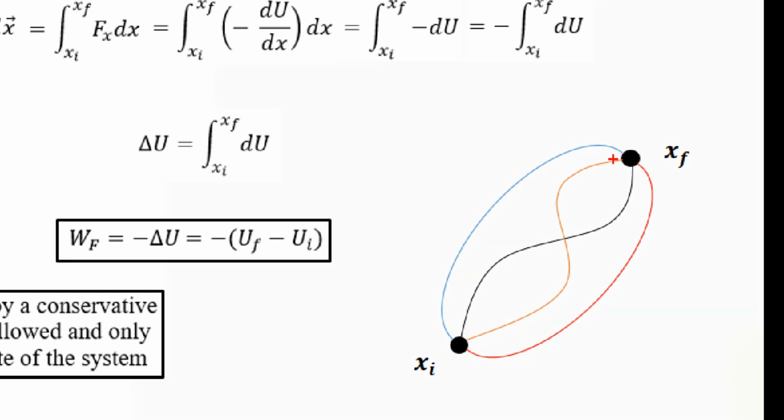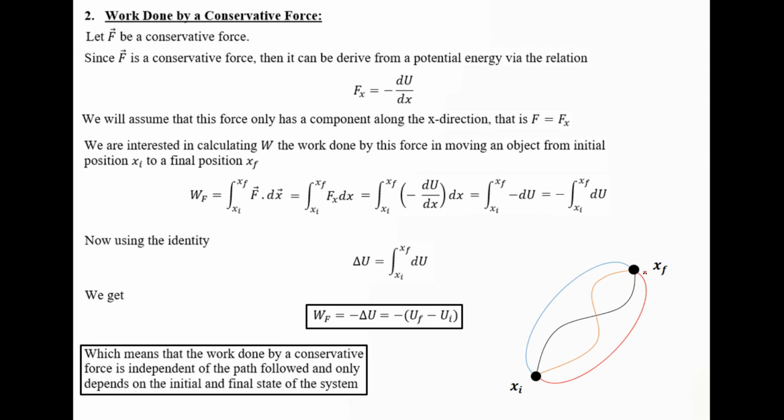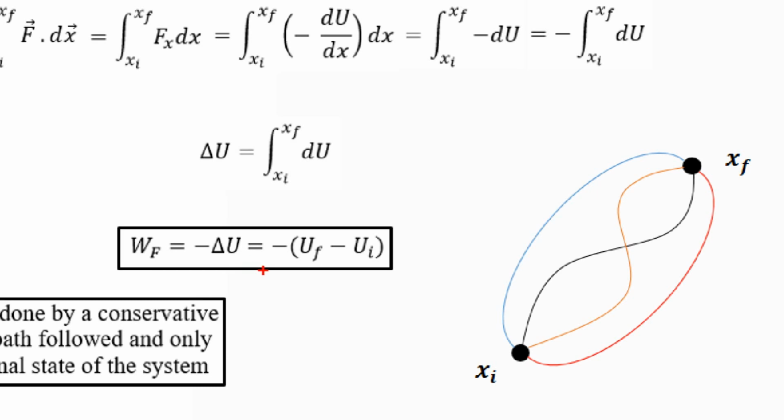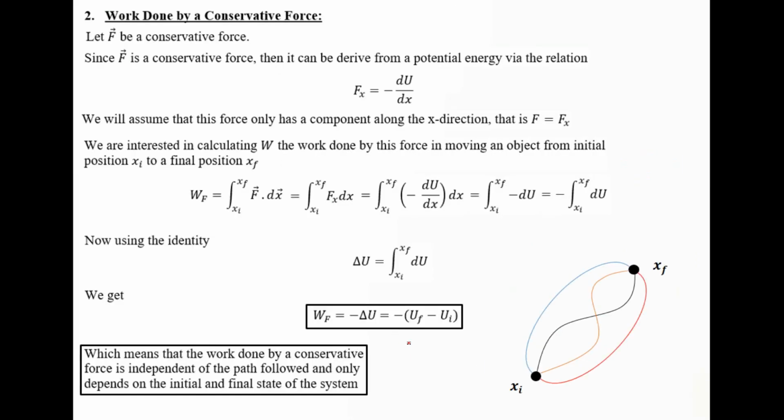And this work might change if we choose, for example, the blue path compared to the black path. However, if our force is a conservative force, the work is independent of the path followed and only depends on the initial and the final position of the system, as has been stated here from this relation. Which means that the work done by a conservative force is independent of the path followed and only depends on the initial and final state of the system, which is represented by UI and UF. Alright?